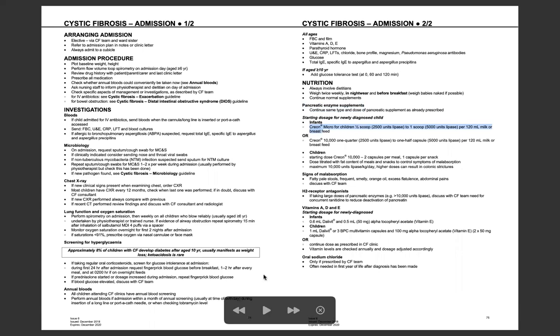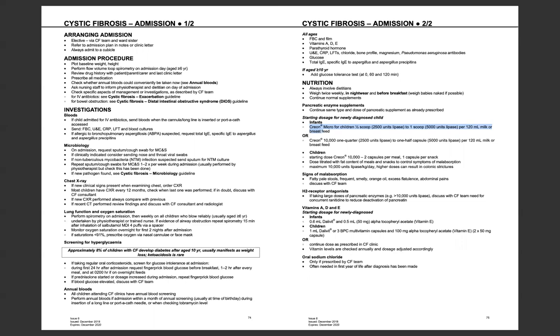So signs of malabsorption: fatty pale stools, frequent smelly orange oil, excess flatulence, abdominal pains. What I told you, in our patient we had all these things: smelly, difficult to flush stools, abdominal pains and sometimes abdominal distension. So the treatment for this is you will start with the pancreatic enzyme supplements and also the fat soluble vitamins. Next, signs of malabsorption, finished.